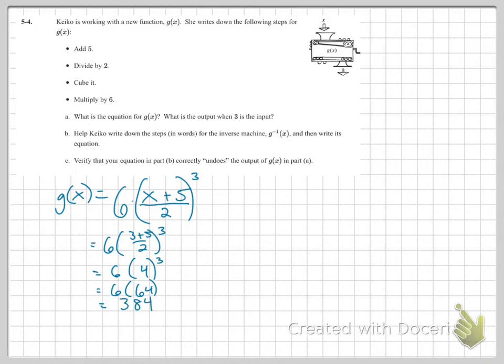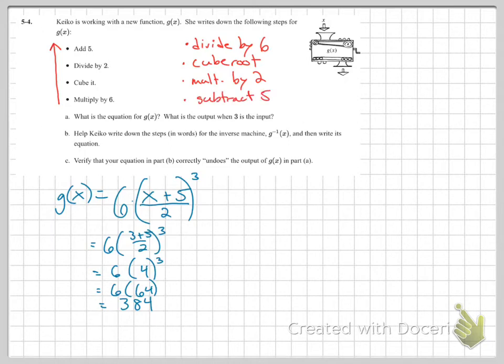Okay, help Keiko write down the steps in words for the inverse of the machine. Okay, so up here, the inverse is when you go backwards and you do the opposite thing. So instead of multiplying by 6, I'm going to divide by 6. Instead of cubing it, I'm going to cube root. Instead of dividing by 2, I'm going to multiply by 2. And then instead of adding 5, I'm going to subtract 5. So I went backwards, and I did the opposite thing.